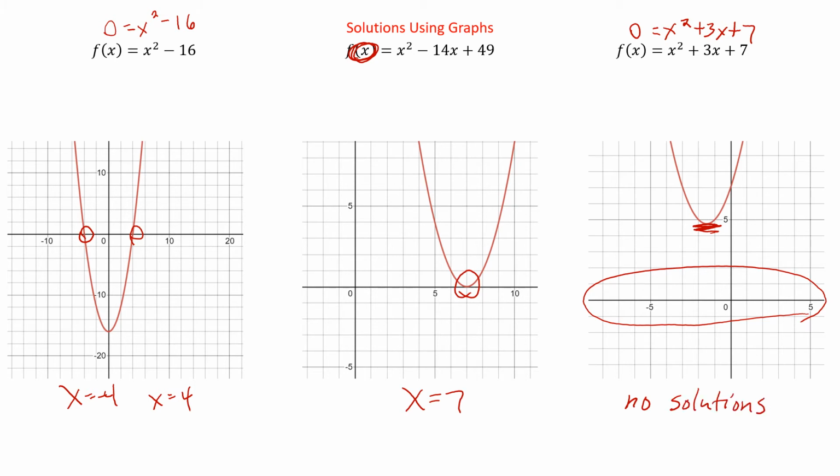And depending on the problem, no solutions actually has a lot of different applications to it. It is possible that it just doesn't happen. So that's what it looks like graphically: it's either completely above the x-axis opening up, or completely below the x-axis opening down. So again, using graphs, we graph it, and then we find those points where it crosses the x-axis.